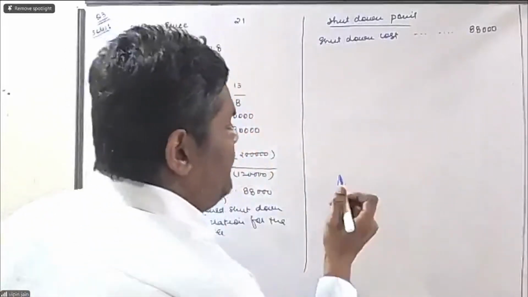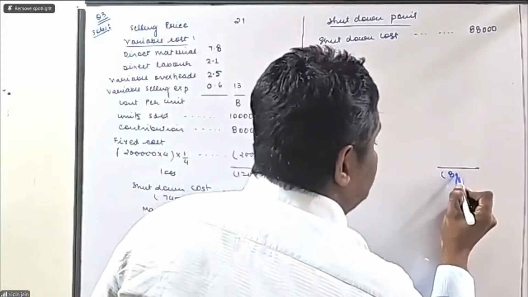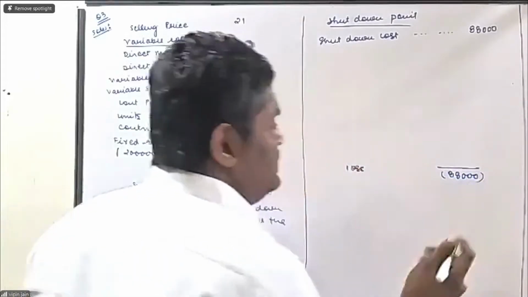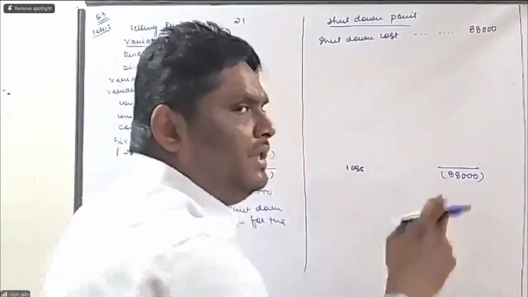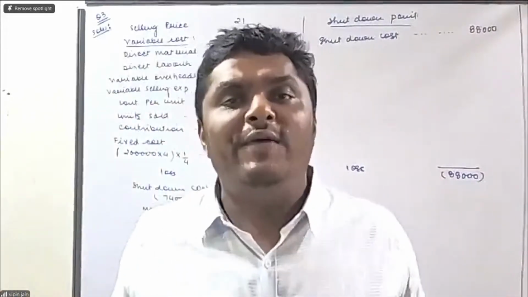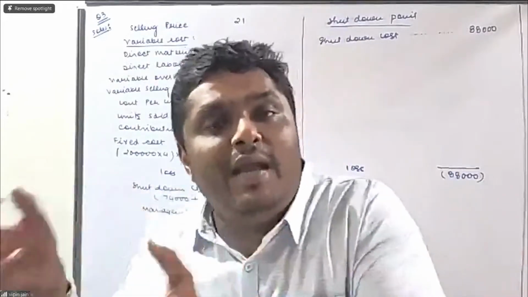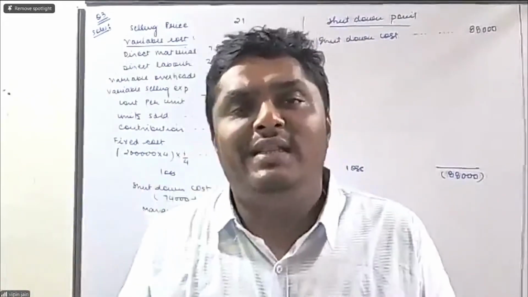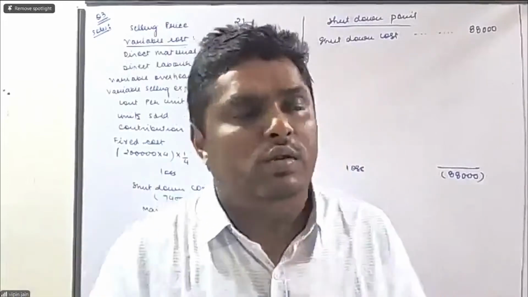See, if we continue with the business and we will suffer a loss of how much? 88,000. See, बंद किया तो भी 88,000, चालू रखा तो भी 88,000. It means at 88,000 loss, we are indifferent. That is, बंद करेंगे तो भी 88,000 loss होगा. If we continue with the business also, if it is 88,000 loss, then we are indifferent. We can continue also, we can discontinue also.